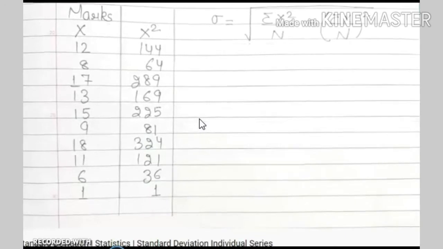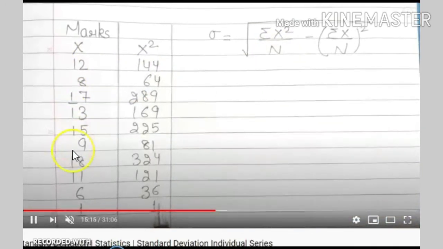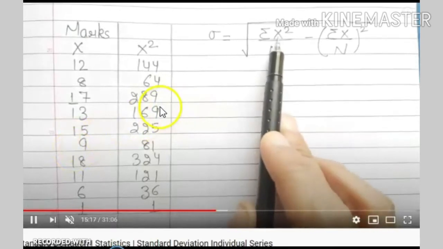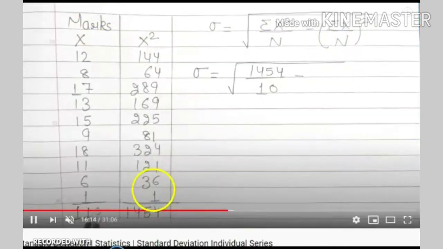Then you have to find the total of this, then write the number of values, then the total of the x column you had found earlier, the same values are there. So 110 is sigma x, n is 10, and the whole square you have to write. The total of this column becomes 1454 divided by 10, and here 110 divided by 10, the whole square. So what does it come to? You have to take the square of this one.